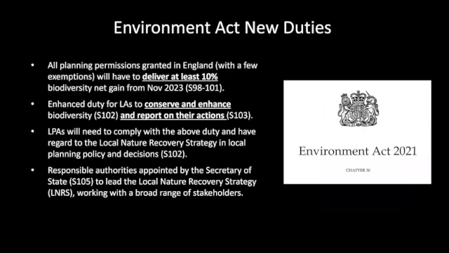So the Environment Act brought in a few different new duties. All planning permissions granted in England, except for things like householder applications, so if you want an extension on the back of your house, that would be exempt from biodiversity net gain, will have to deliver at least 10% net gain. There were also enhanced duties for local authorities to conserve and enhance biodiversity and report on their actions.